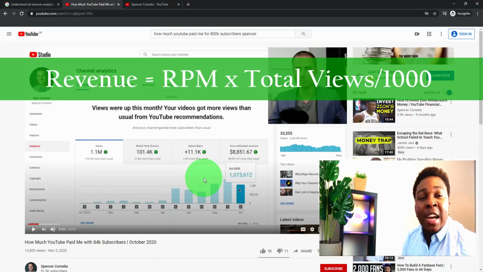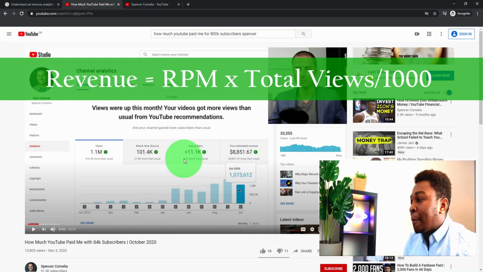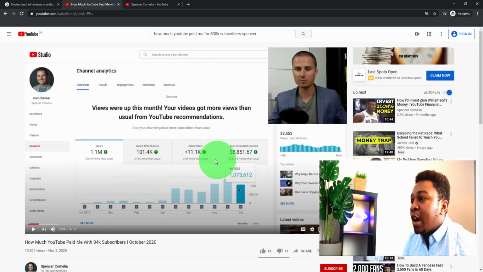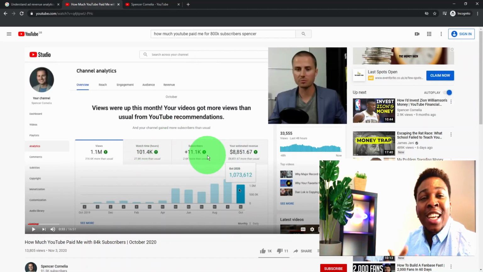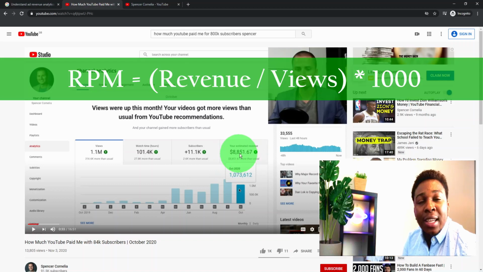How much does Spencer earn per view, per 1000 views? The formula remains the same, where we multiply the RPM with the total number of views divided by 1000. But here we cannot see his RPM. He did not give us his RPM. So how do we still know how much he earns? It's simple. To get the RPM, we divide the total revenue he has by the total number of views he has during that period, which is October.